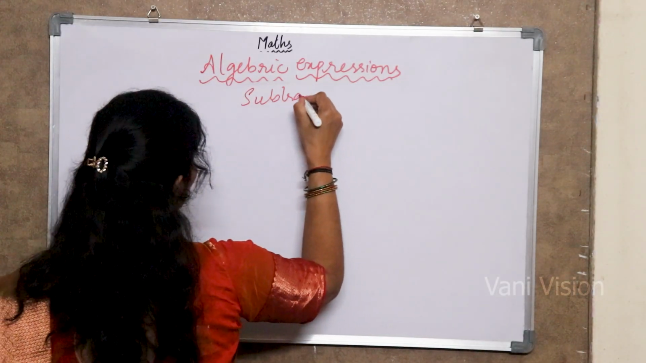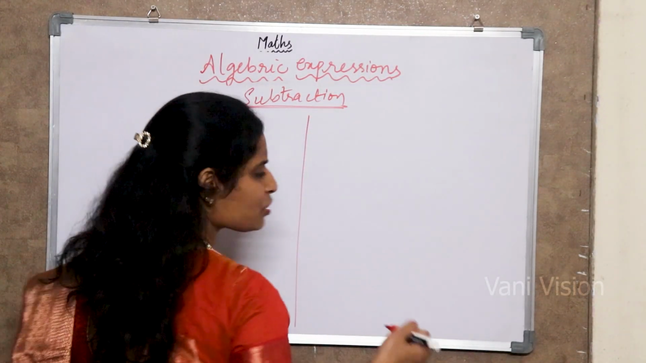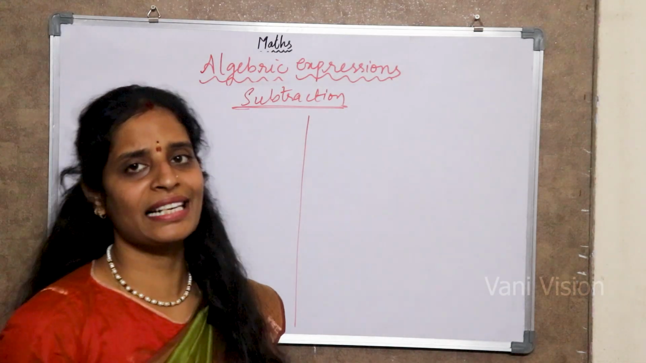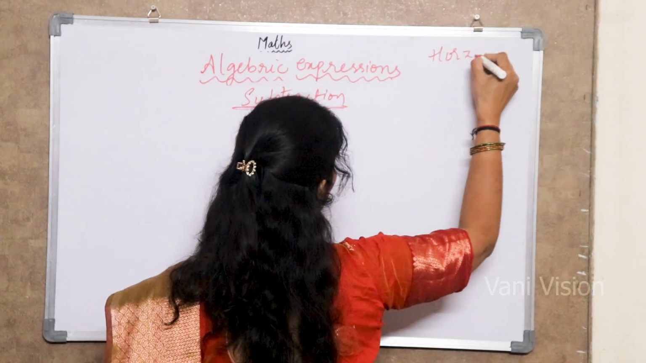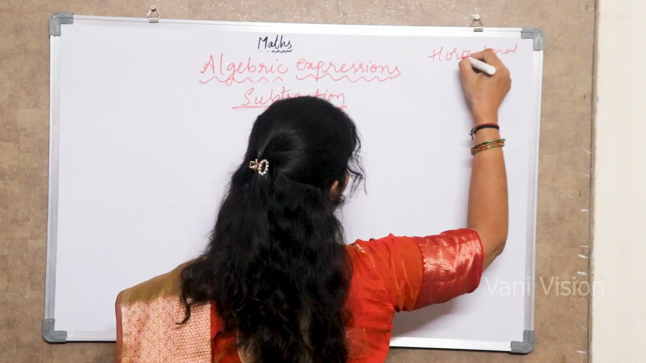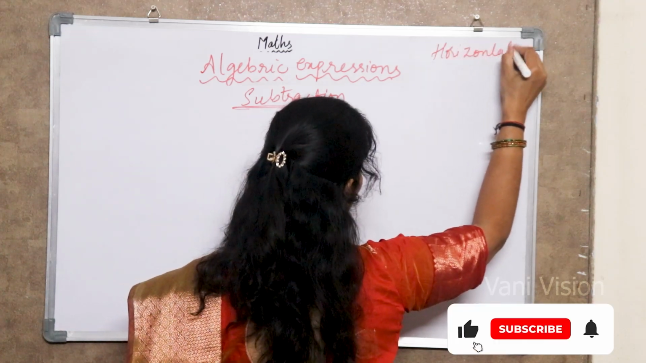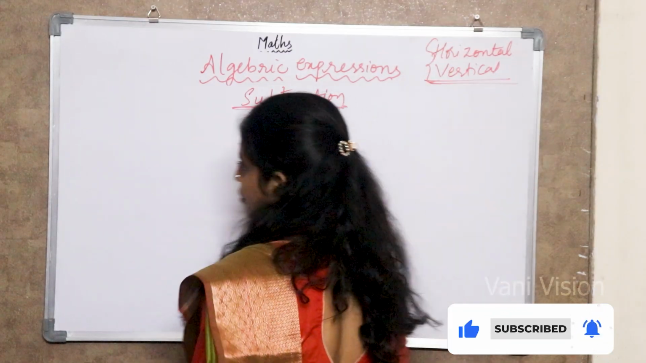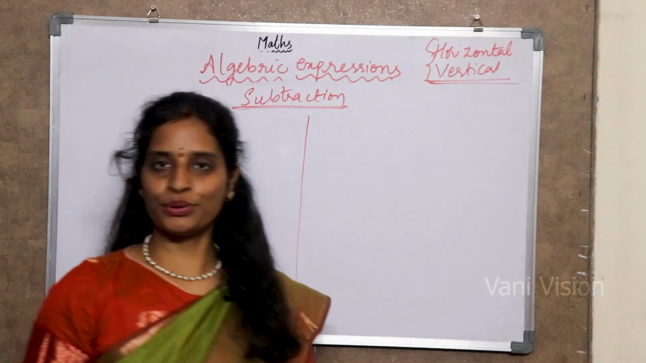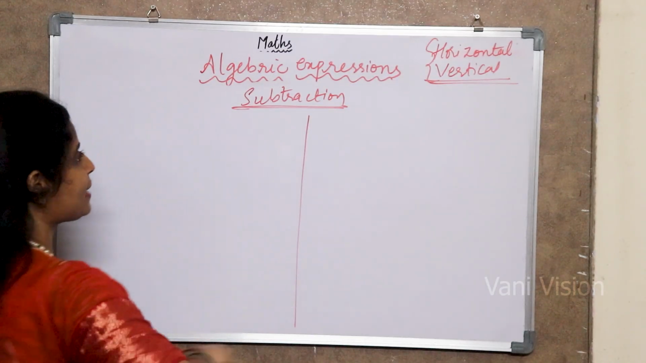Okay? Subtracting two algebraic expressions. So, subtraction I am writing. This also we can do in both ways, like in addition I told you, right? In horizontal and vertical ways. In the same way we are going to do horizontal and vertical. Okay, two methods we are going to see. To see how to do it, we'll first take one example.